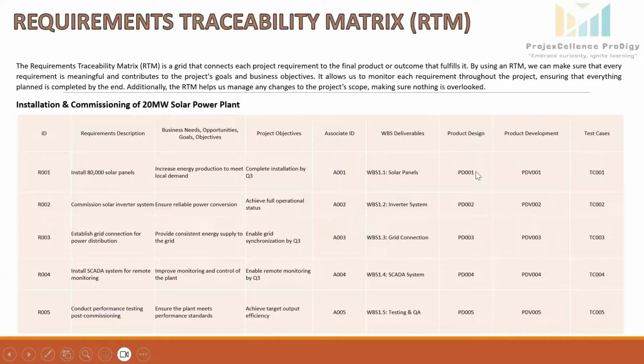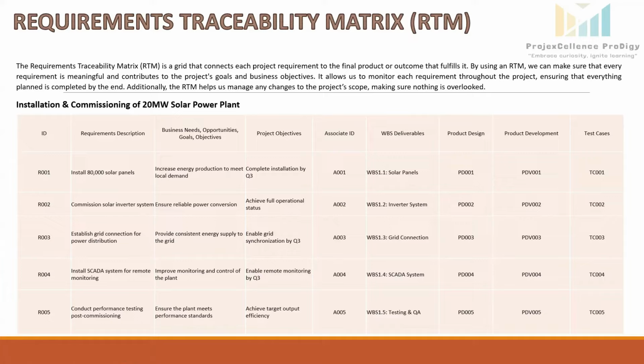Next is product design. It indicates how the requirement is reflected in or influences the product design. Like this code PD001, it may refer to the design specification that the 80,000 solar panels must adhere to.